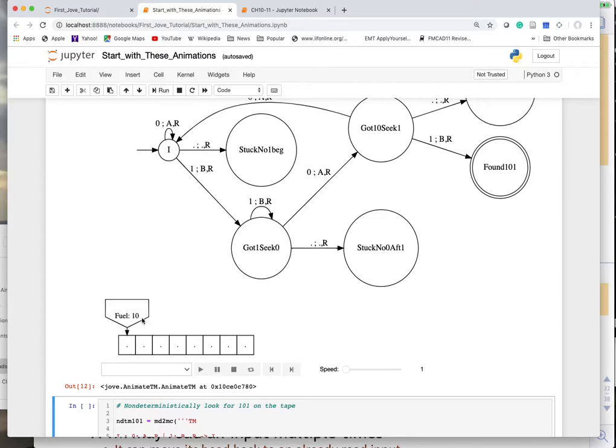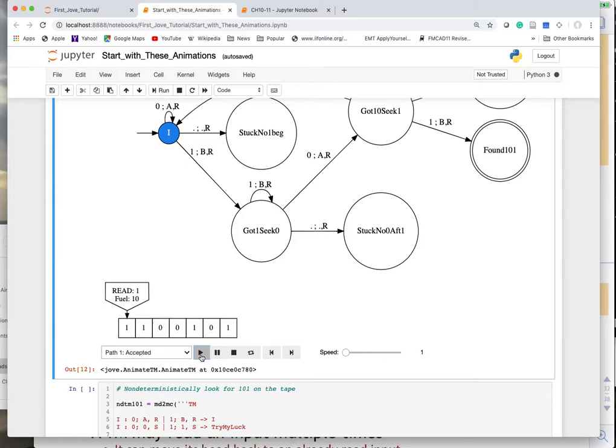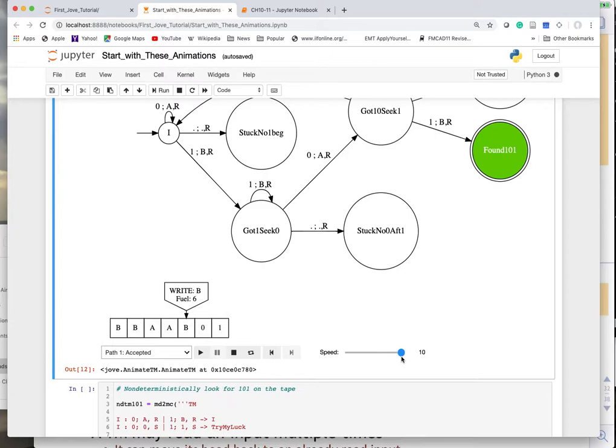Okay, so let's run this Turing machine with 11001. Click on animate. The animate will allow you to run with a certain animation speed. And you'll see the Turing machine animate, the fuel getting used. And then it found 101.